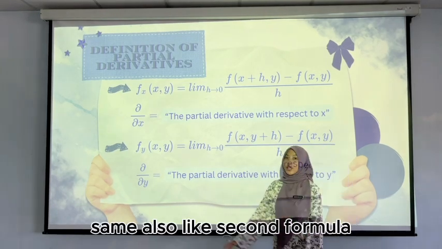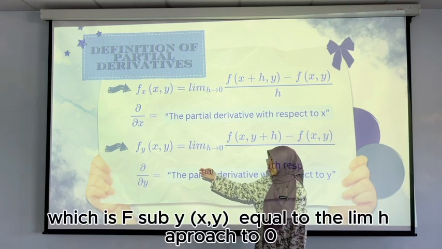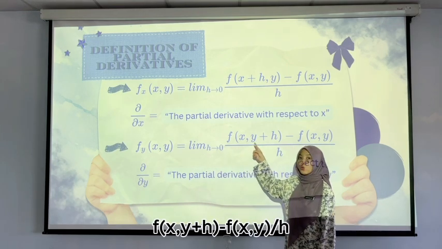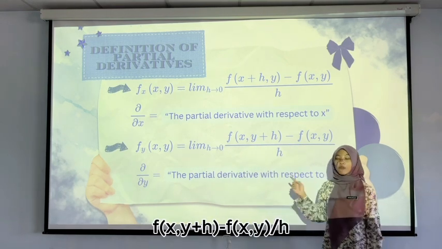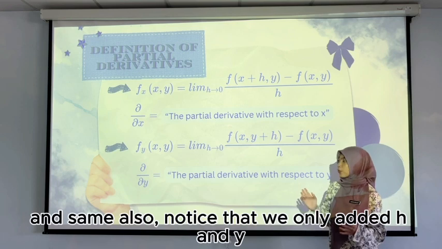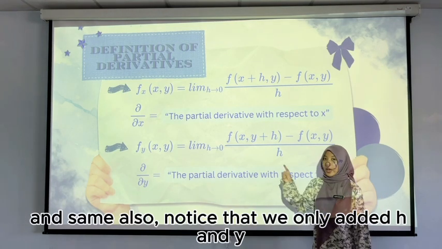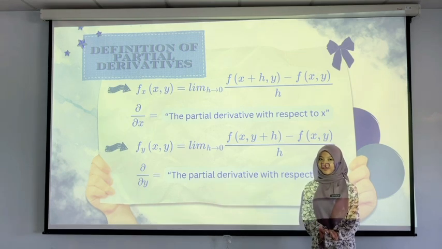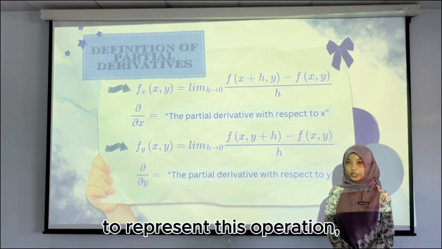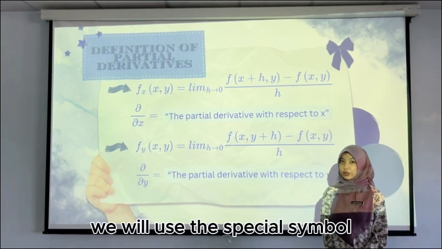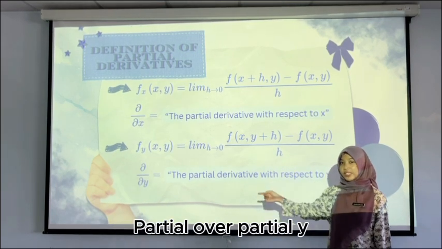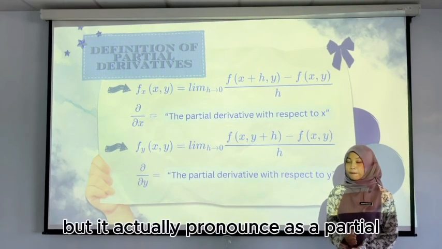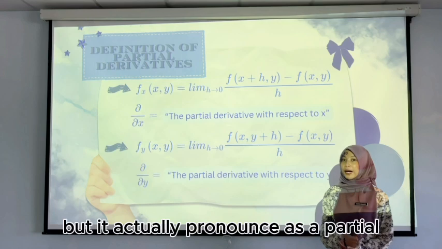Same also for the second formula, which is f sub y of (x, y) equals the limit as h approaches 0 of f(x, y plus h) minus f(x, y), over h. And notice that we only add h to y, and we treat x as a constant number. To represent this operation, we use the special symbol, which is partial over partial x and partial over partial y. It may look like a d, but it is actually pronounced as partial.